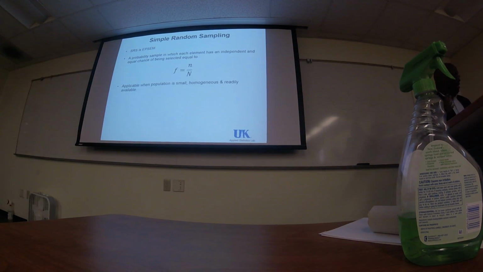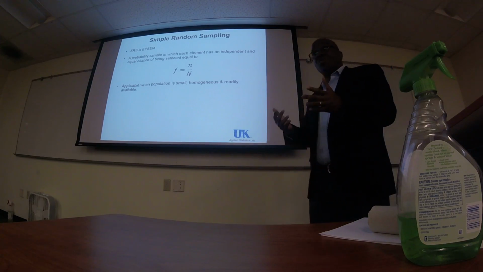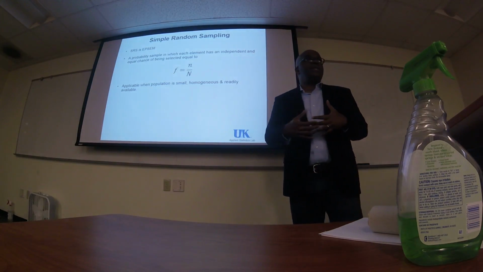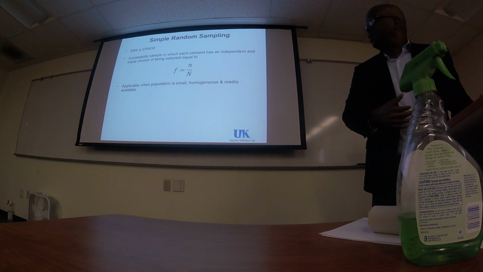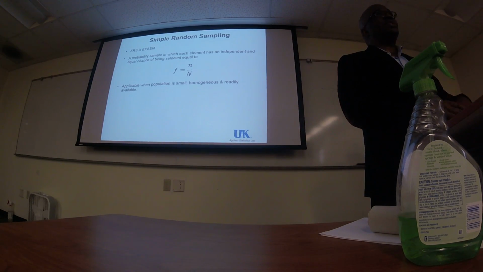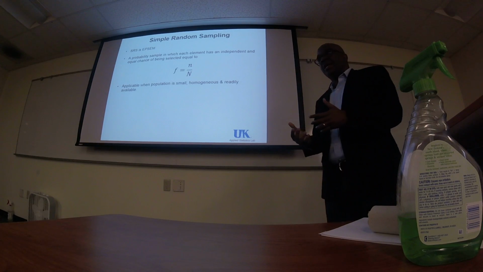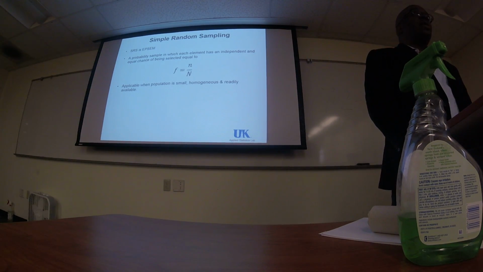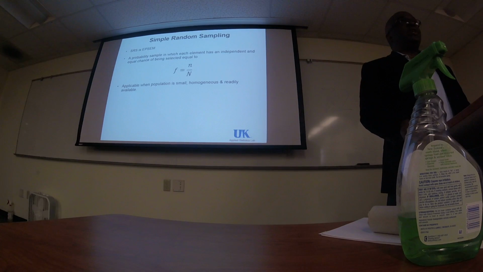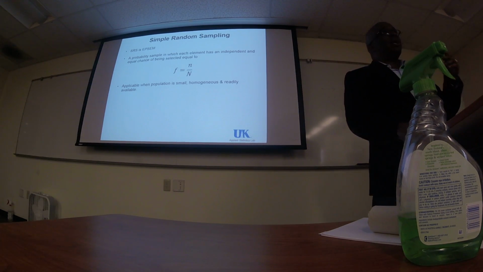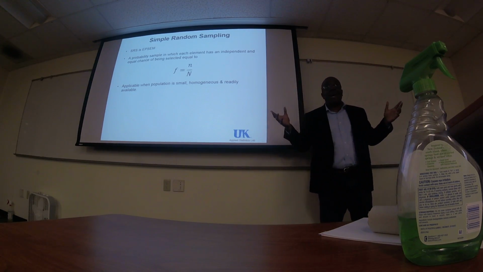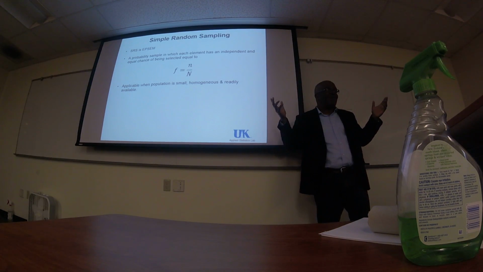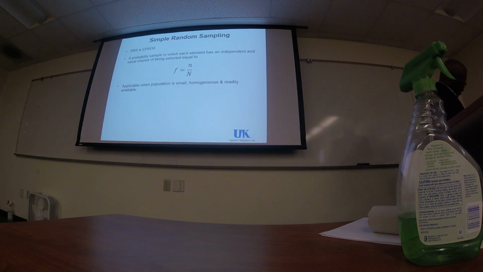This is why it's very easy to do simple random sampling when the list is very small and homogeneous, and I can have access to it. If I want to do a survey of UK students, I can get access to the emails of all the students, the list of the students, to send them the survey. But it's not the same if I want to do a nationwide survey. I don't have a list of the people. I don't have the addresses to send them the survey.